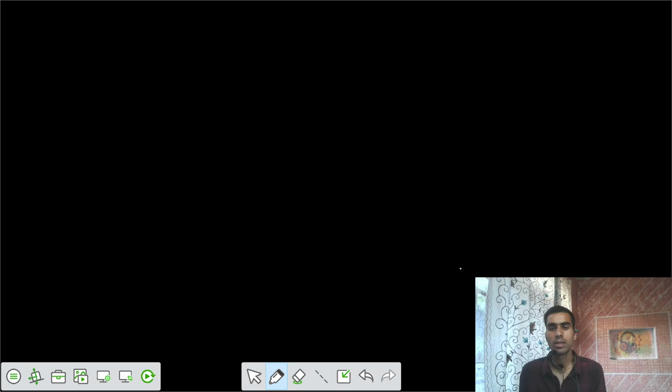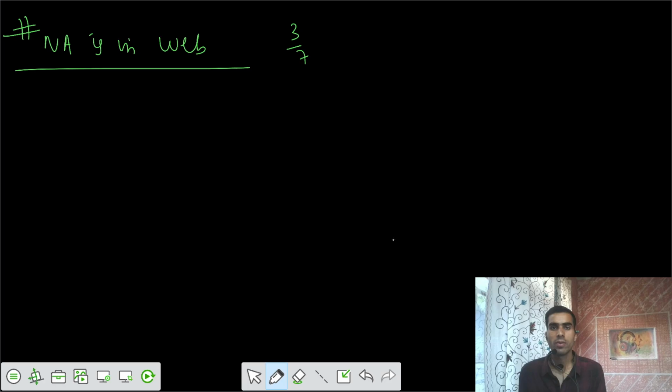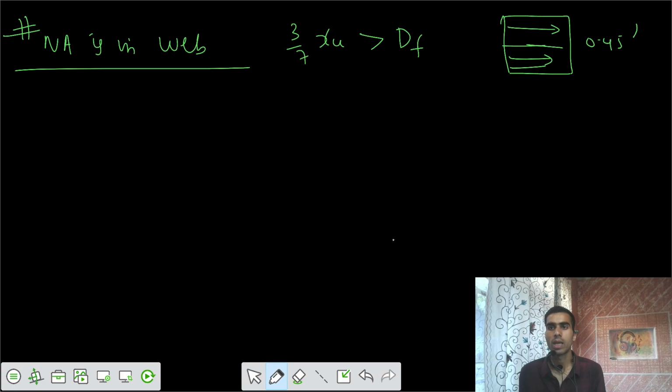Let's say that the neutral axis is in the web portion. If I assume that the neutral axis is in the web portion and 3/7 of XU is greater than DF, that means the entire DF has a uniform stress of 0.45 FCK, and after that we can have this variation in the web.